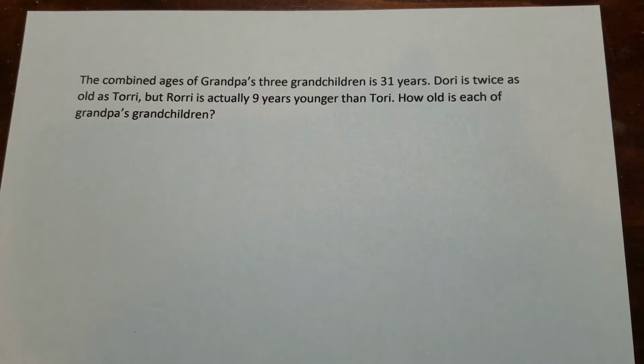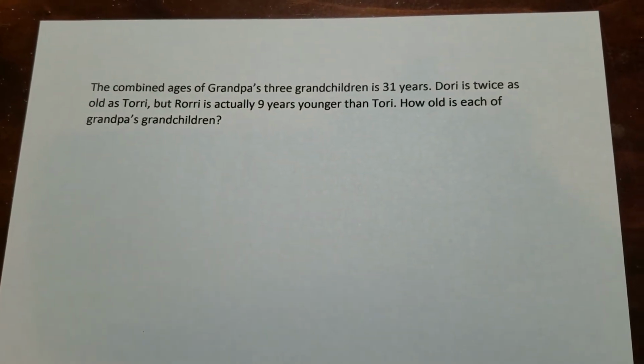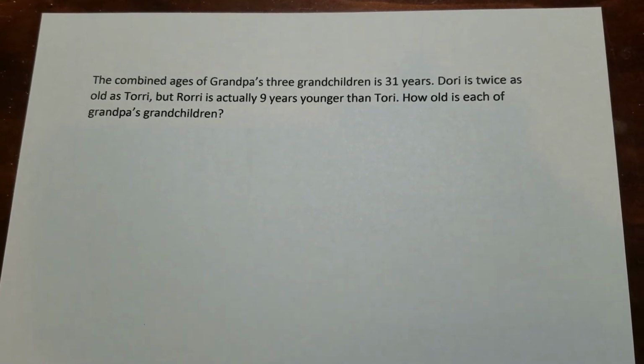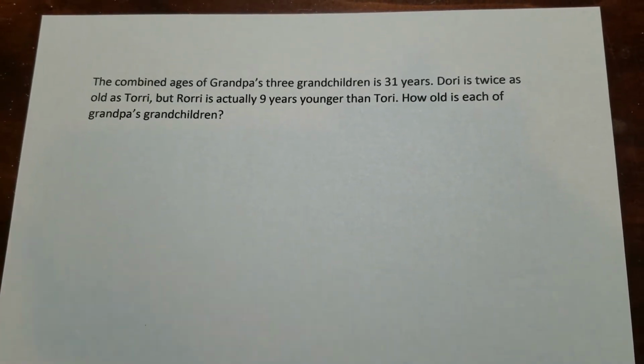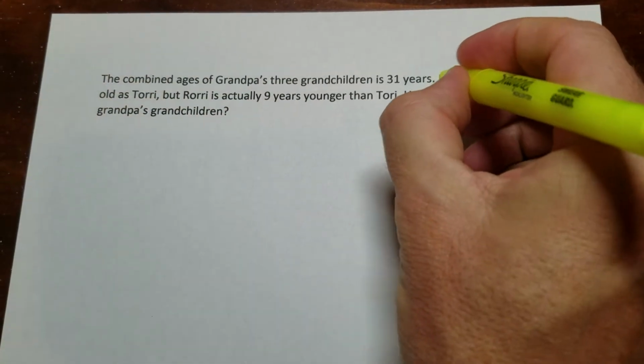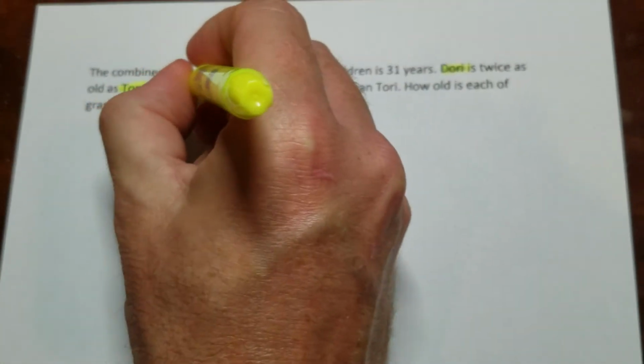All right, so I'm sure you could read this question yourself, but what we're going to do today is talk about algebraic word problems. So it says the combined ages of grandpa's 3 grandchildren is 31 years. So there's three grandchildren here. It looks like Dory, Tori, and Rory.